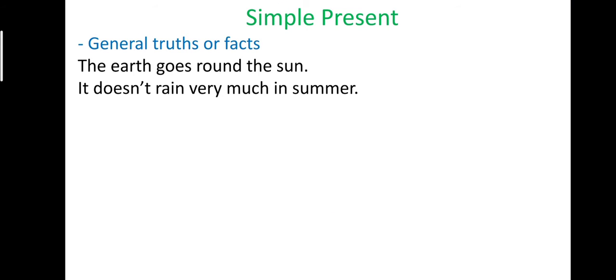So as I mentioned before, we use the present simple with general truths or facts, and these are somehow related to the scientific facts or the things that are clear for all of us. For example, the earth goes around the sun. So this is something that is a scientific fact. It doesn't rain very much in summer, and this is something that is a fact for all of us.